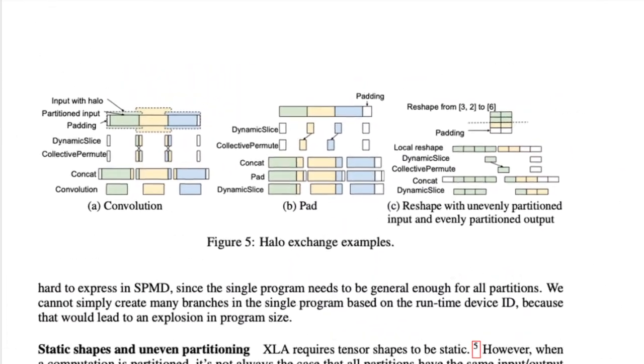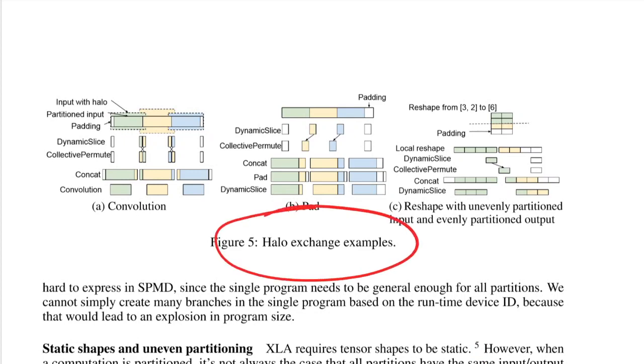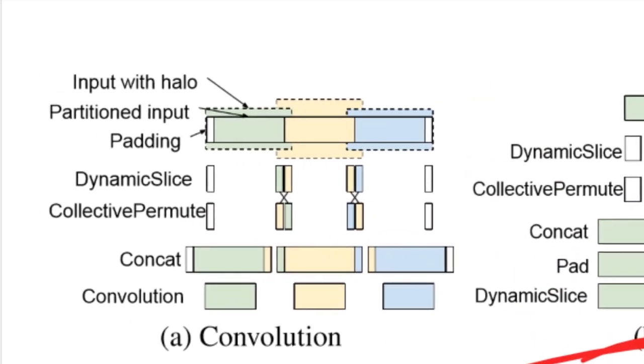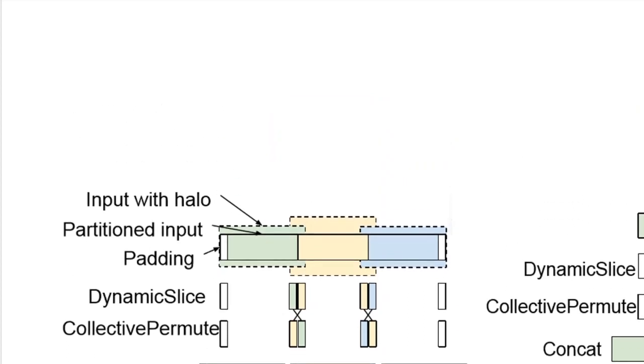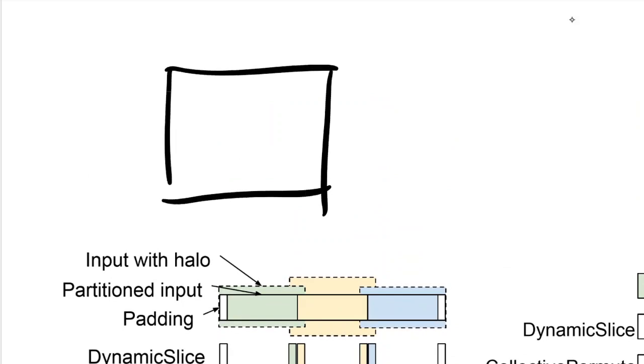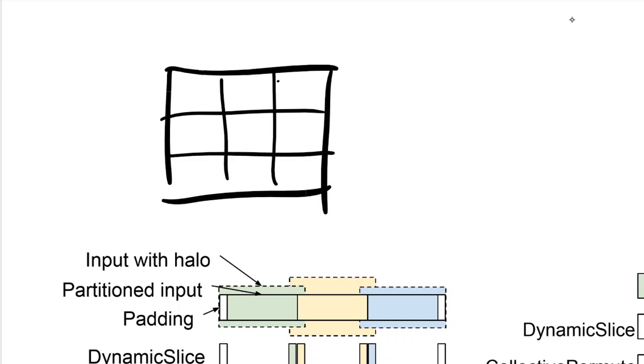It's even smarter than that in that it can do these halo exchanges. So if you have to do something like a convolution. Now in a convolution, think of an image and you want to do a convolution on it, but the image happens to be sharded. Let's say the image is so large, it's sharded across 9 different machines like this. Now, if you want to do a convolution, that's pretty cool, you know, here, here, here. But here, all of a sudden, your convolution is across 2 different machines.